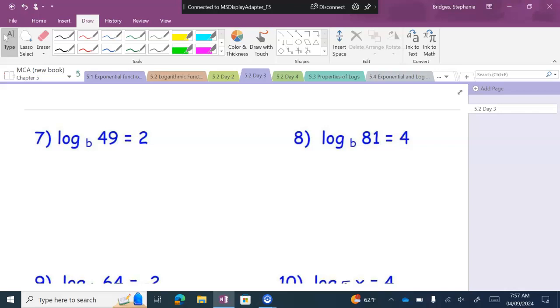First step is the same every time, no matter where your variable is. In this case, my variable is in the base. So we're still going to take it straight to exponential.